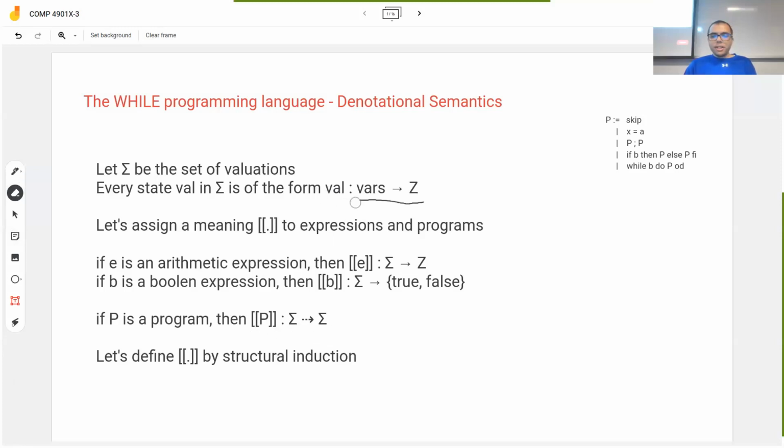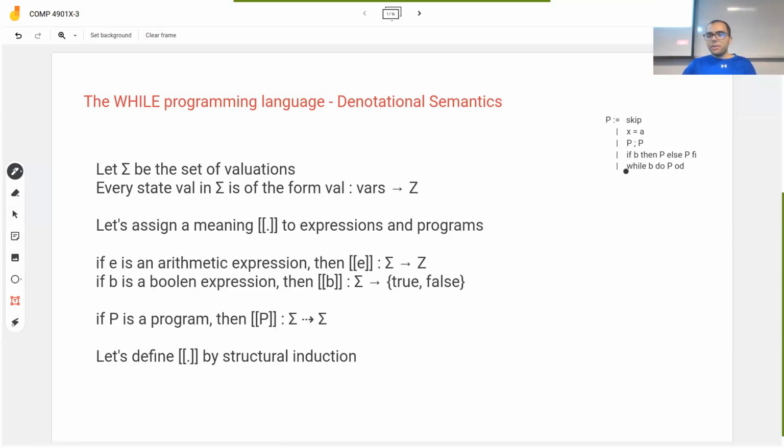But now I don't want to write rules anymore. Instead, I want to give inductive mathematical definitions, and definitions that basically use what we call structural induction. So structural induction means that I look at the syntax and I say, suppose that I know the meaning of all the parts. Can I give a meaning to the whole?